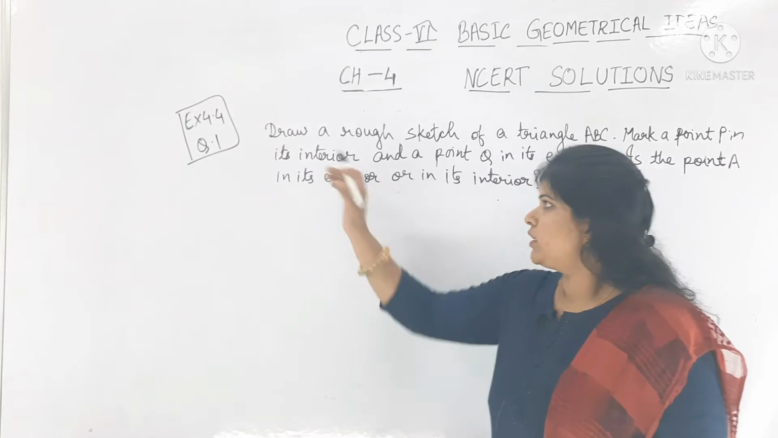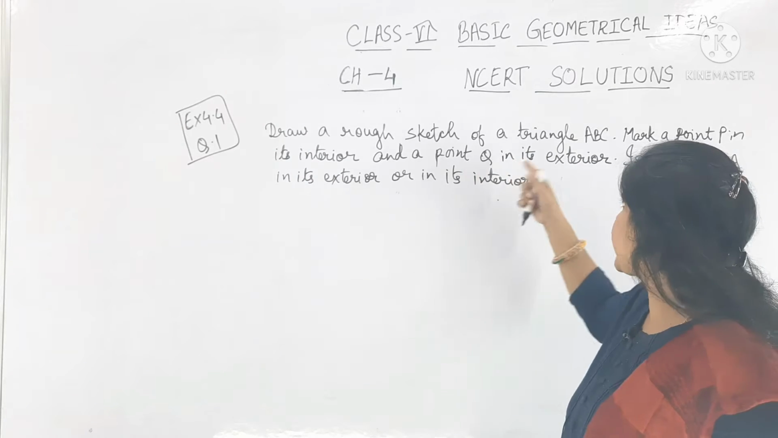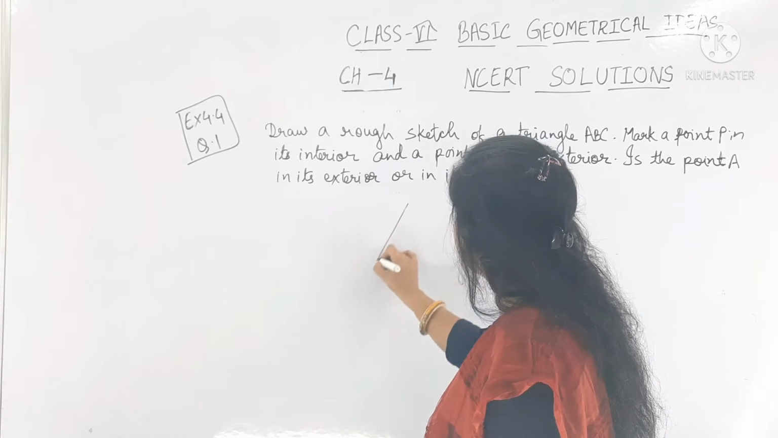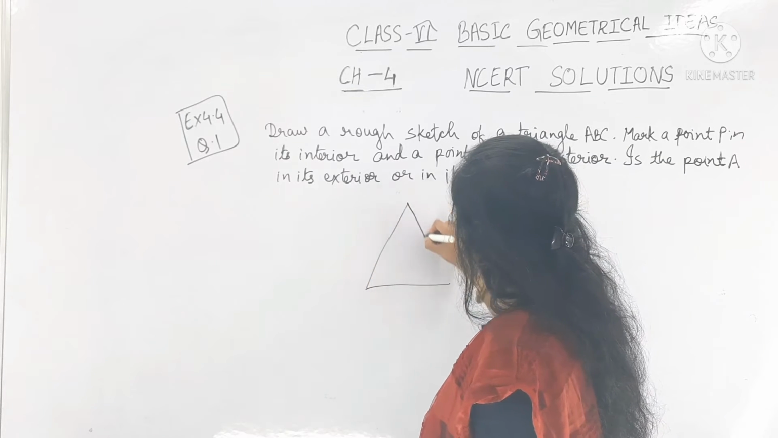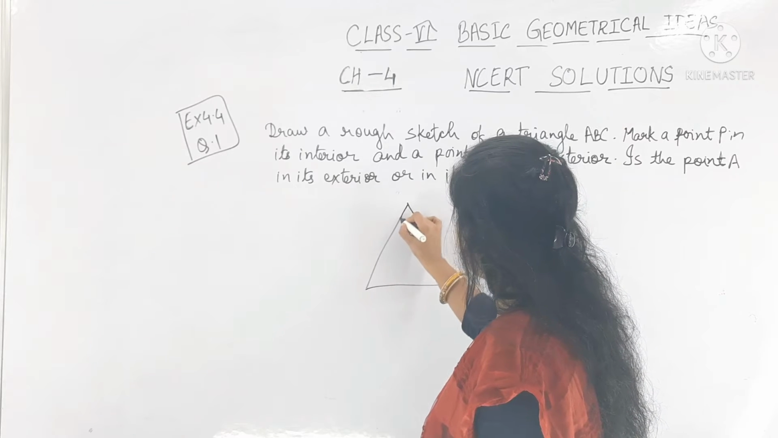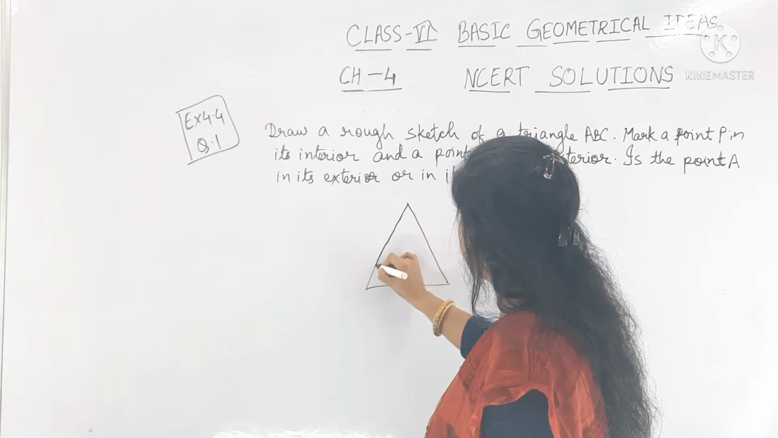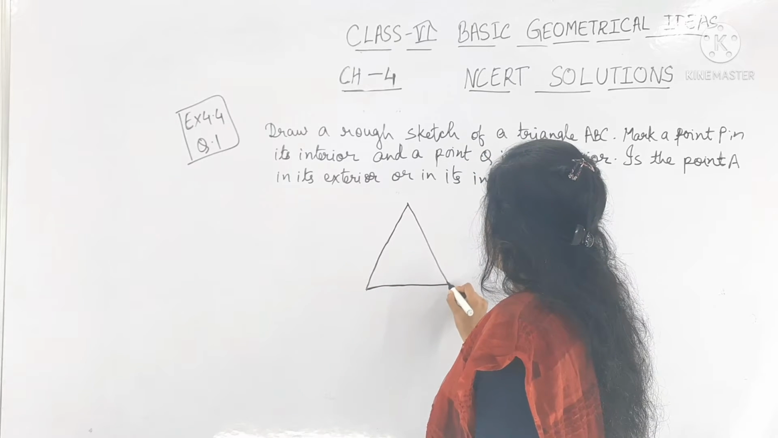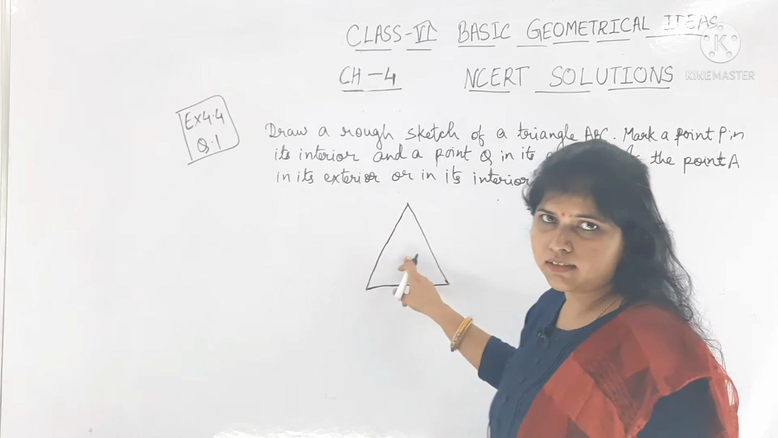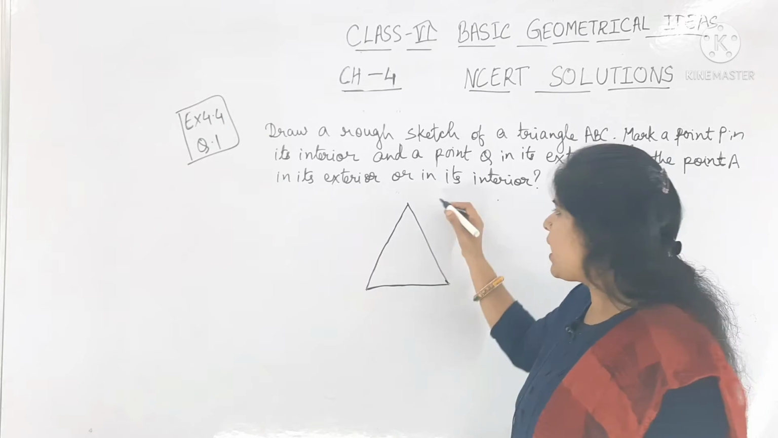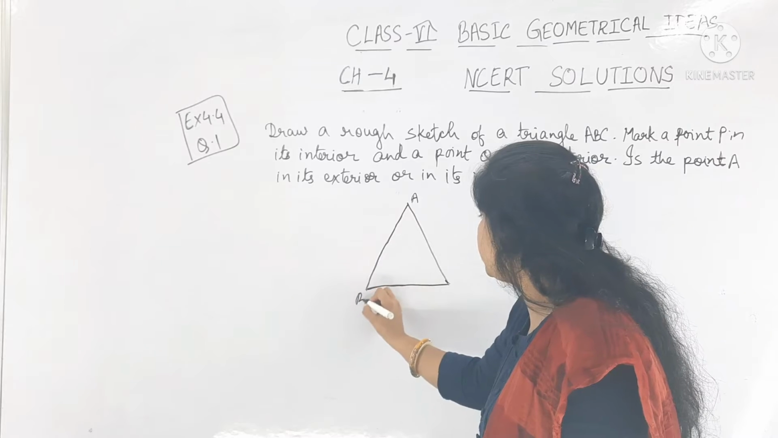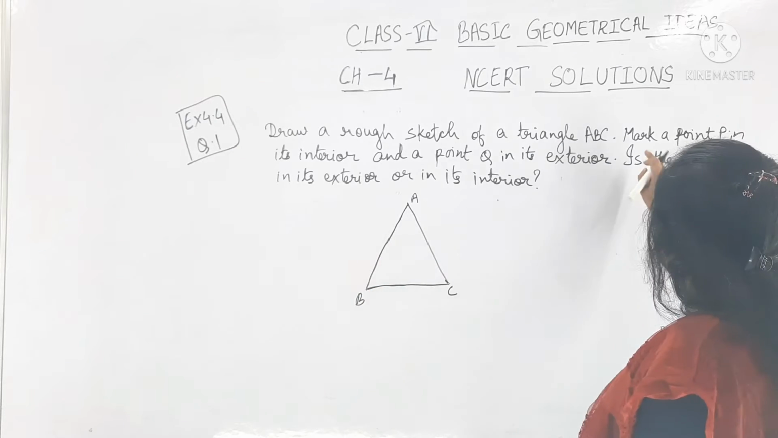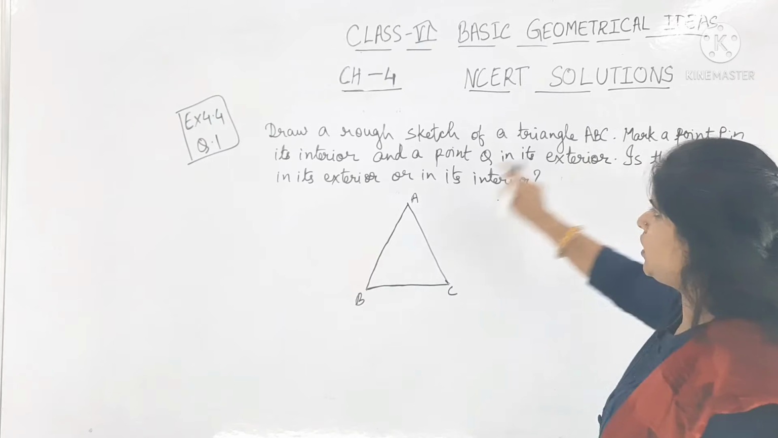So here the question number 1 is: draw the rough sketch of a triangle ABC. So we will draw first triangle ABC like this, having 3 sides and a closed curve. This is a closed curve having 3 sides and I am naming this ABC. This is the rough sketch and it is saying mark a point P in its interior.